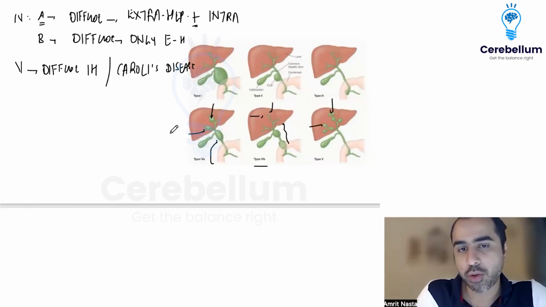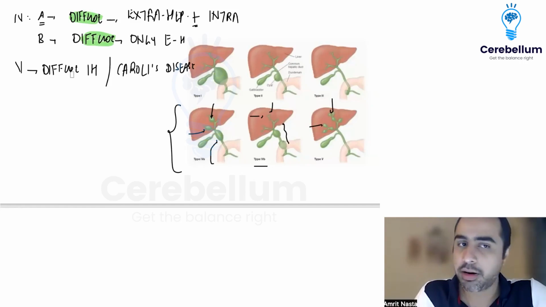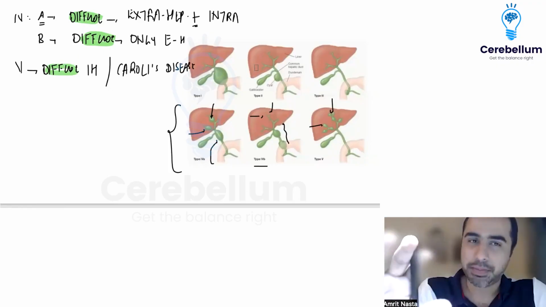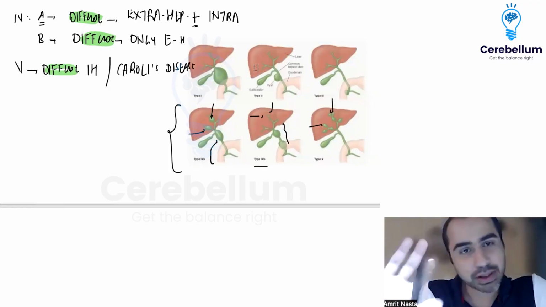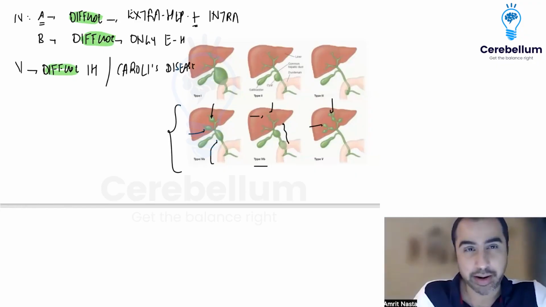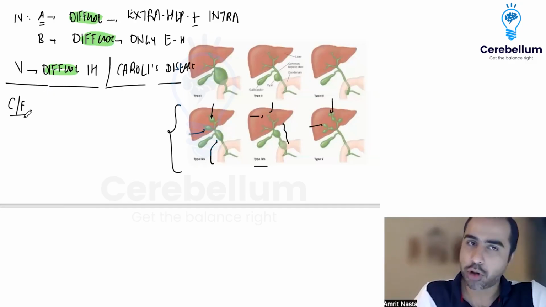So basically, 4A, 4B and 5 are the diffuse types. Diffuse means involving different parts, not just the CBD. So these are the 5 types of choledochal cysts that happen, and they are all present at birth or within the first few years of life. Okay, now coming to how will the person present and what should I do if someone has a choledochal cyst.